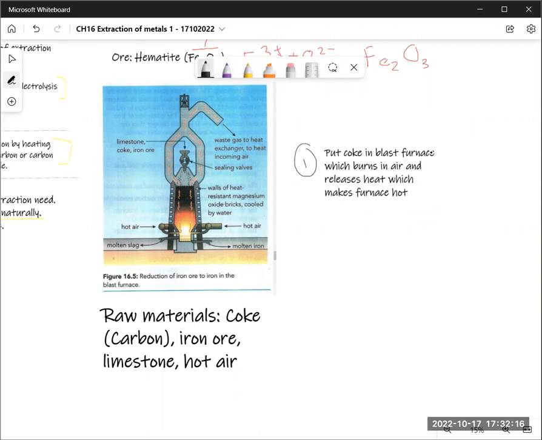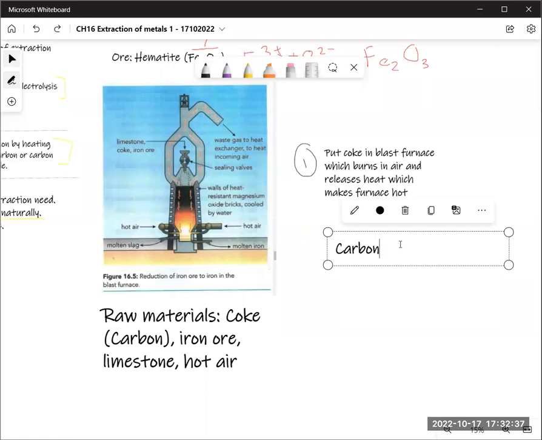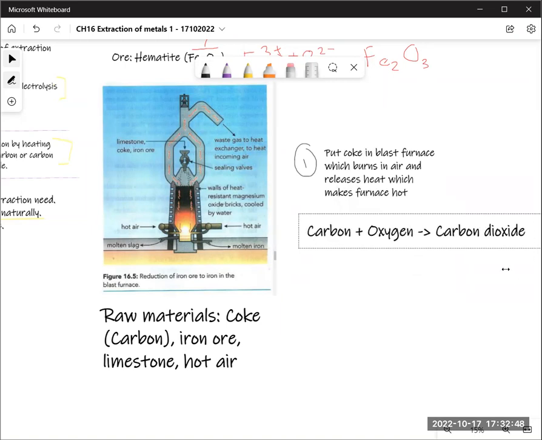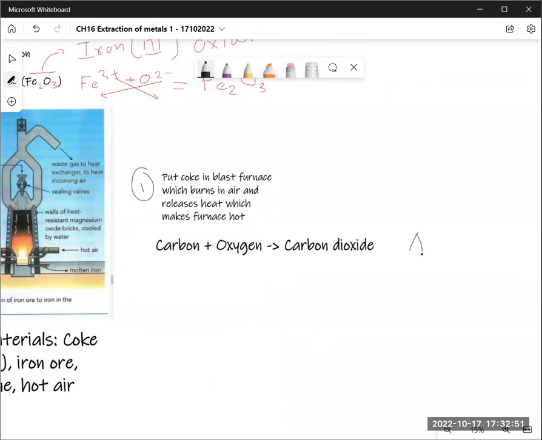Now read this line. Lula, read it out loud. First step. Step 1, put coke in a blast furnace, which burns in air and releases heat, which makes the furnace hot. Okay, that's the first step. The equation, write everything down from the first step as well. You don't have to write the diagram. So carbon plus oxygen in the air gives us carbon dioxide. Now this reaction is exothermic. How do we know that? I'll write delta H is negative, which means whenever delta H is negative, the reaction is exothermic.